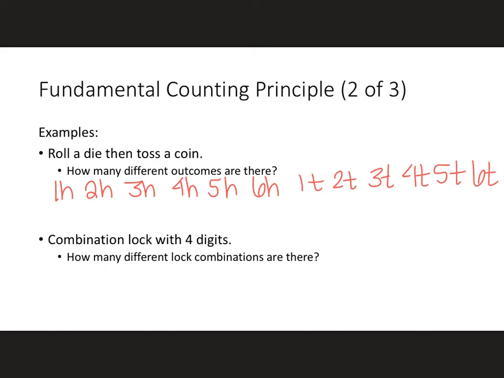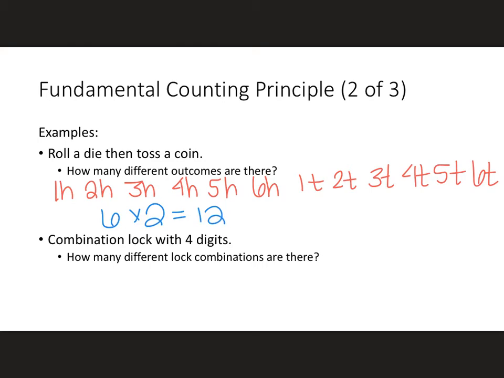But the fundamental counting principle says that I can determine how many numbers are in my sample space without having to write those all out. So rolling a die, you have 6 possible outcomes. Tossing a coin, you have 2 possible outcomes. So 6 times 2 gives me 12. So you should have 12 outcomes.